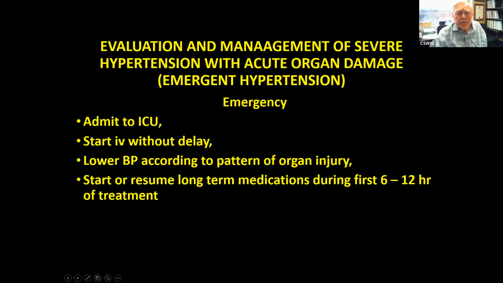So evaluation and management of severe hypertension with acute organ damage, emergency hypertension. Just to recap, admit to the ICU, start IV without delay, lower blood pressure according to the pattern of organ injury. We'll talk a bit more about that. And start or resume long-term medications fairly early on, because you want to get the blood pressure down and the patient out and on an oral medication within the first day or two.